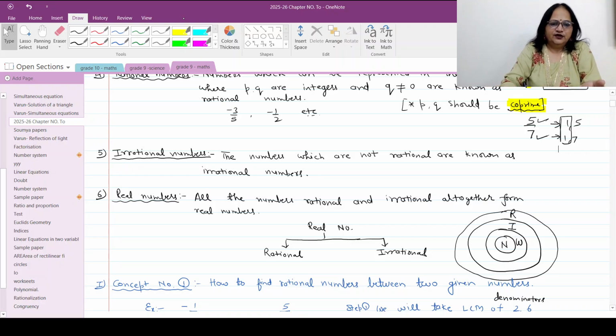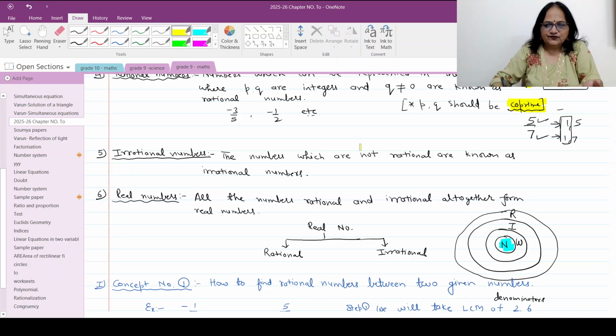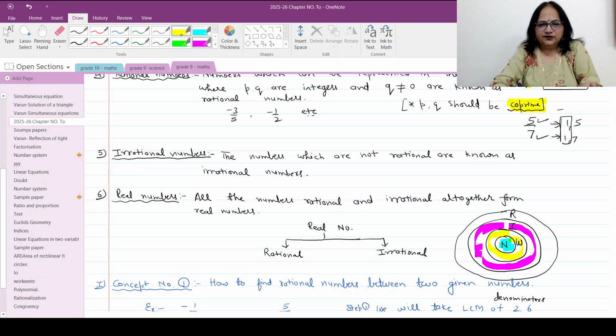If you look at this Venn diagram, we have N, then we have W outside. This is whole numbers, then integers, the set of integers, then the real numbers, right? Outside that. So real numbers include all the natural numbers, all the whole numbers and all the integers.